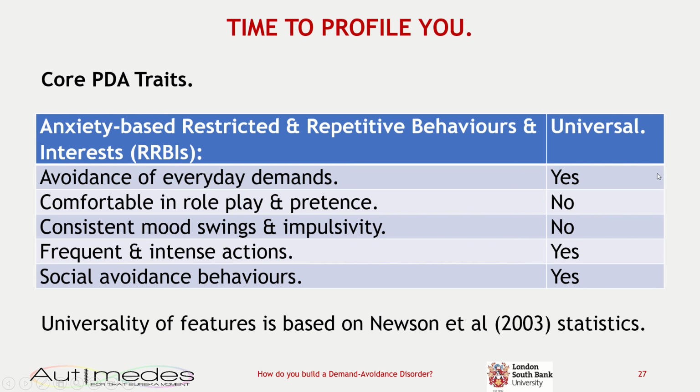So avoidance of everyday demands is a yes. Comfortable role playing pretense, no. Consistent mood swings and impulsivity, again, not universal. And frequent intense actions, kind of yes. Social avoidance behaviours, kind of no.